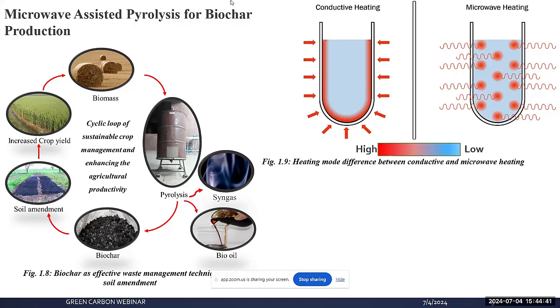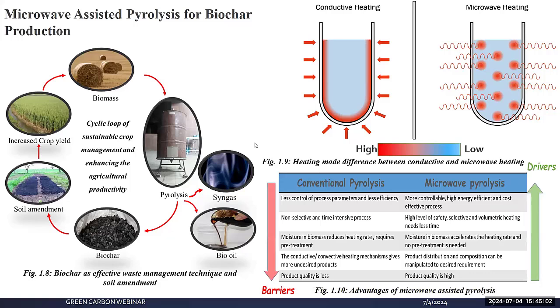In conductive heating, the heat is transferred from the outside of the biomass to the inner core. Whereas in microwave heating, from the inner core, the heat radiates outside and it heats the biomass particle uniformly. And these are the barriers and drivers of both the conventional and microwave processes, where the microwave process is a highly energy efficient process, and the products derived from microwave pyrolysis will be of higher quality. So we have decided to proceed with microwave pyrolysis.